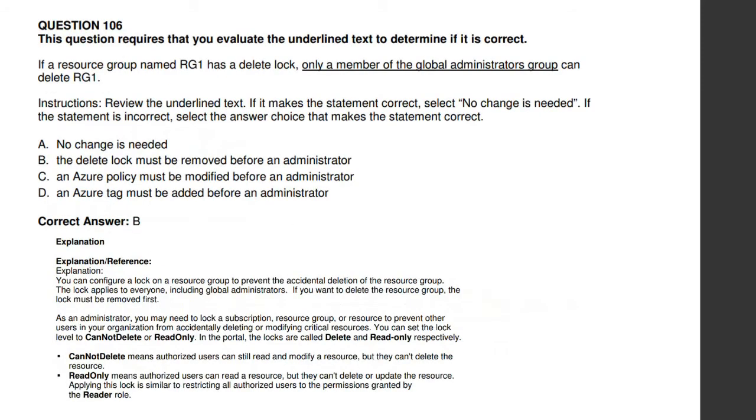Moving to the 106 question. If a resource group named RG1 has a delete lock, only a member of the global administrator group can delete RG1. So you have to ensure whether the statement underlined is correct or not. If it is correct, no change is required. So here the delete lock must be removed before the administrator can delete it. So the delete lock has to be removed first. So the answer is B over here.